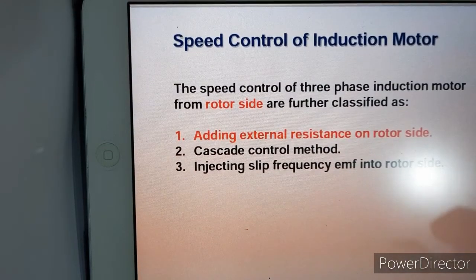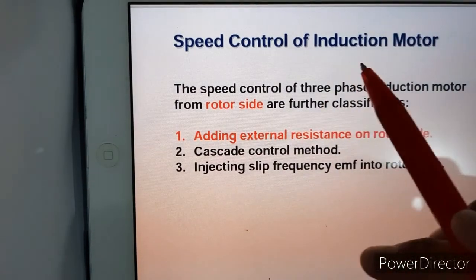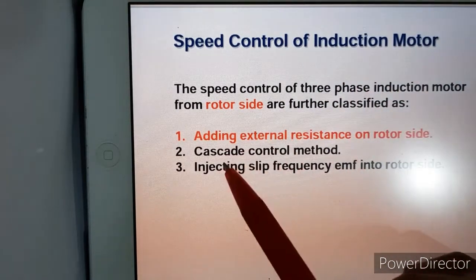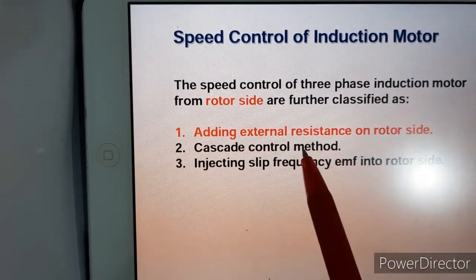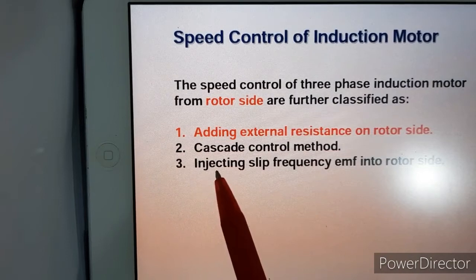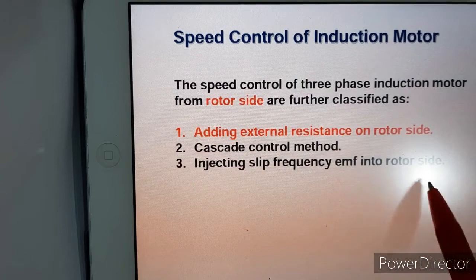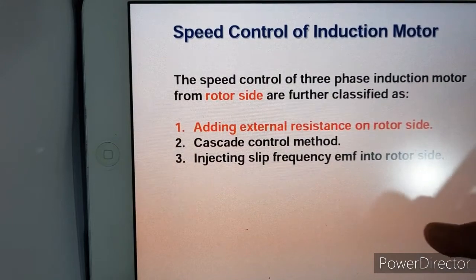The next method is by adding an external resistor on the rotor side. In the previous part, I explained the speed control of an induction motor by varying things on the stator side, but this one is based on the rotor side. The only method that we are going to cover is adding external resistance on the rotor side. There are other methods, which are the cascade control method and injecting slip frequency EMF into the rotor side, but we just cover the first method, adding external resistance on the rotor side.